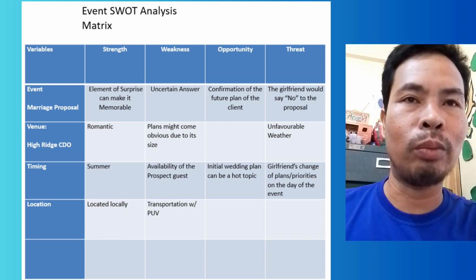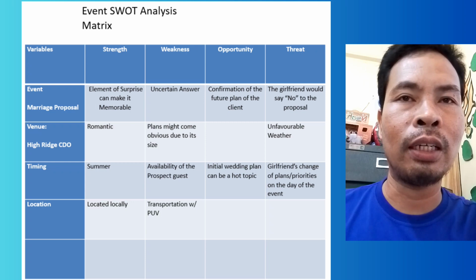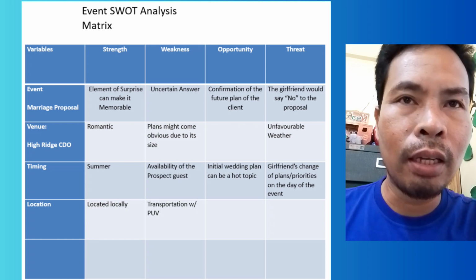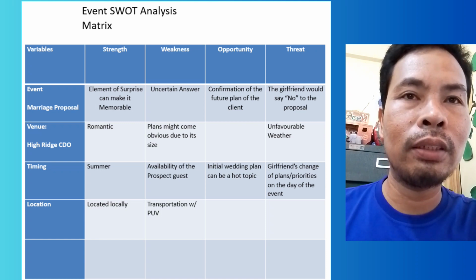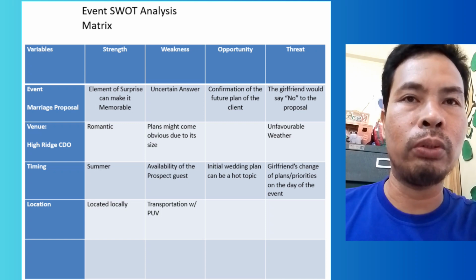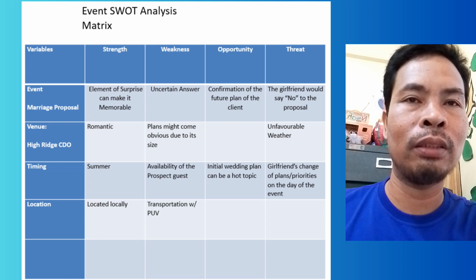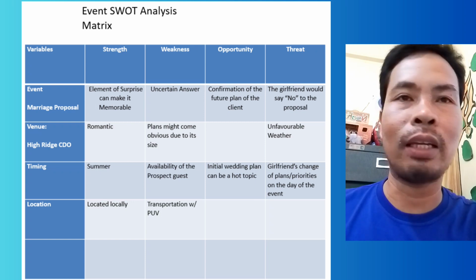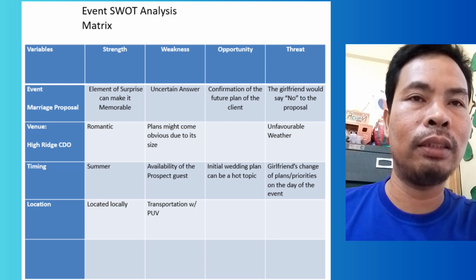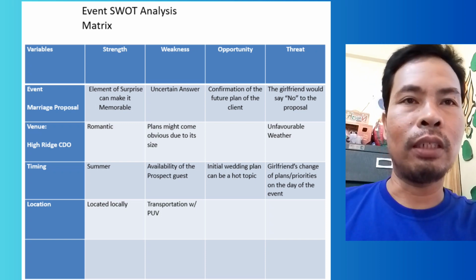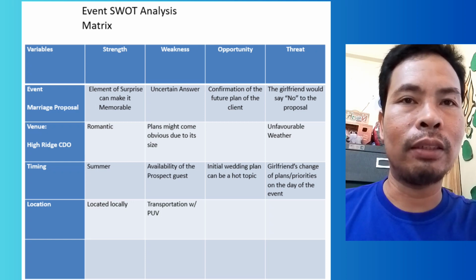Then the venue, High Ridge, okay. Its strength, it's really romantic since you can have the view of the city lights during nighttime or during dinner. Then for its weakness, plans or whatever we are going to execute on the venue might become obvious due to its size, because it's not a crowded place. And opportunity, I can think of something. Then threat is whenever the weather is unfavorable. It's not pleasant because of its location.